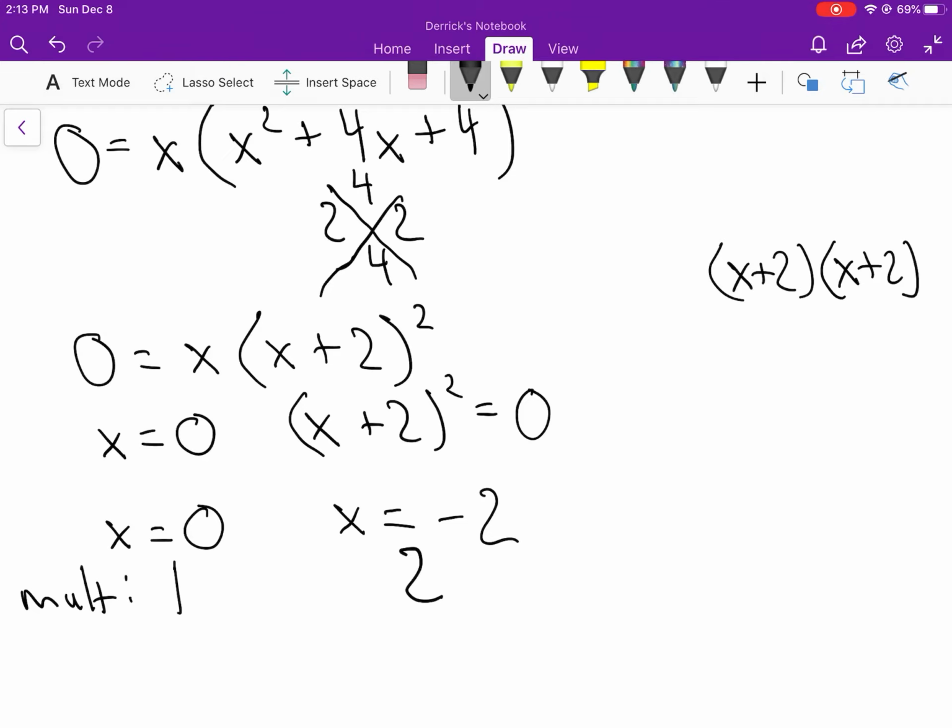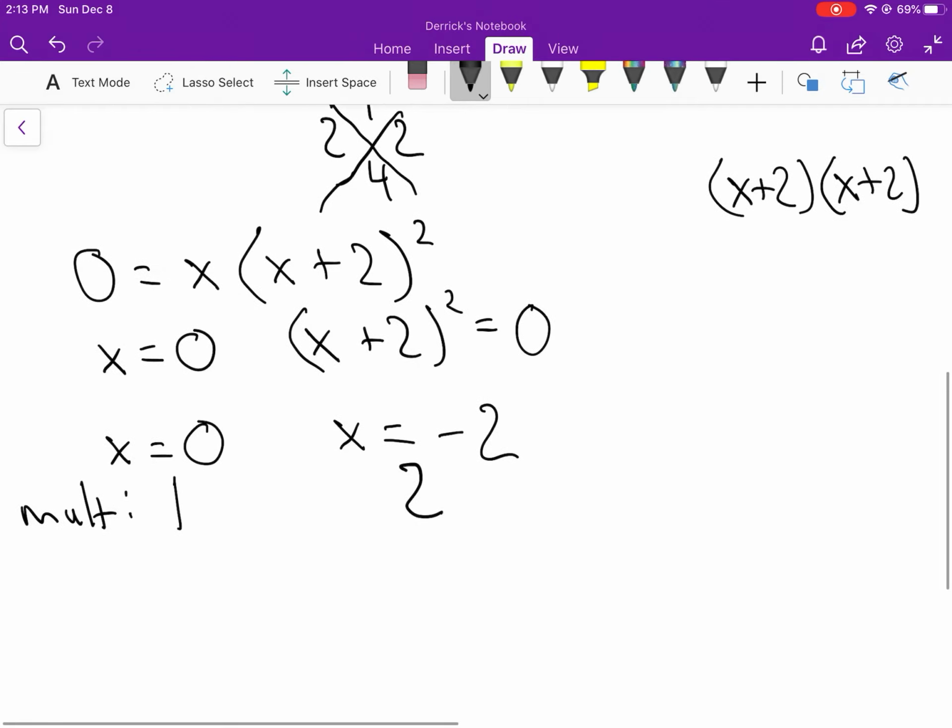So remember, the reason why we care about multiplicity: if you have an odd multiplicity, like 1, that means it's going to cross. Whereas if you have an even multiplicity like 2, that means it's going to touch. The graph is going to touch at that 0.